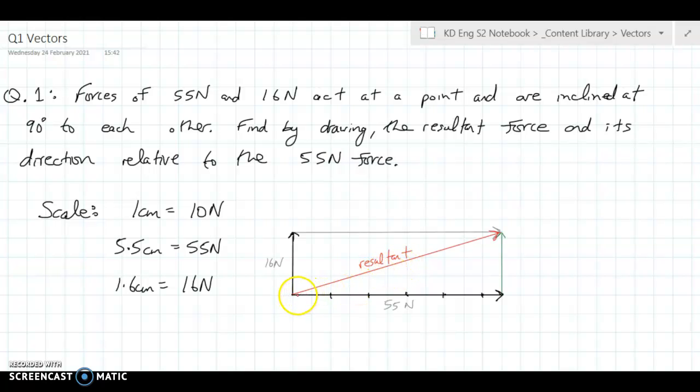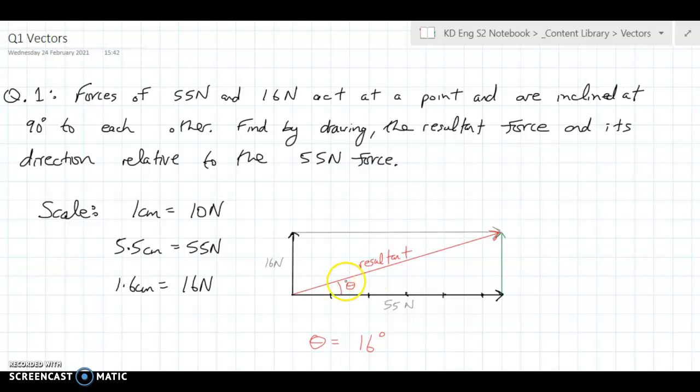We get the magnitude by measuring it. Unfortunately, I can't show you how to measure this angle here. We'll call this angle theta. That's the angle the resultant makes with the 55 newton force, so you'll measure that using a protractor. And when you measure that, you should come out with theta equals about 16 degrees, approximately. 15 or 16, depending on how accurate or how big you draw it.